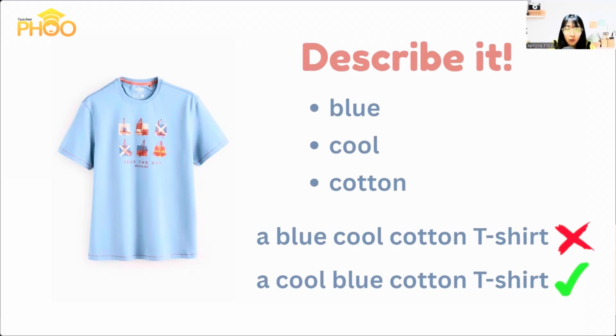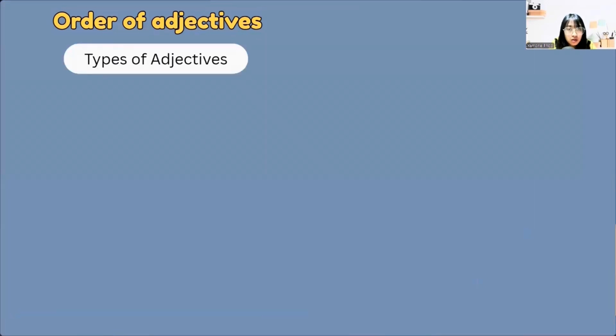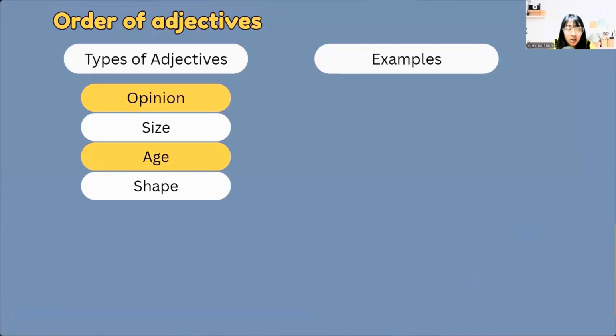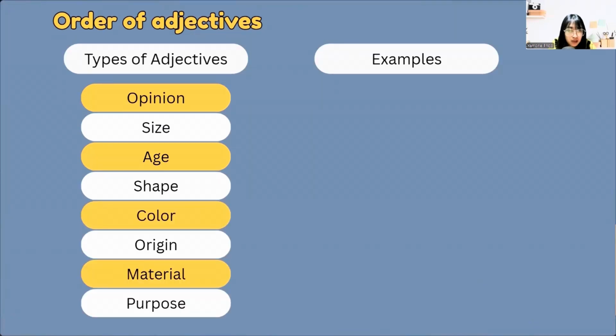So why is the adjective cool in the first place, and why is cotton in the last place? Here's the basic order you have to follow. This is the natural order we usually follow: opinion, size, age, shape, color, origin, material, and purpose. This is the basic order, and I'll explain it with examples.